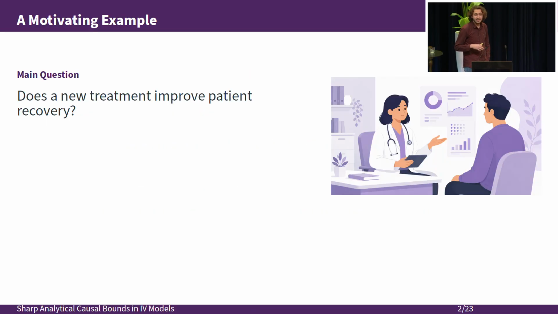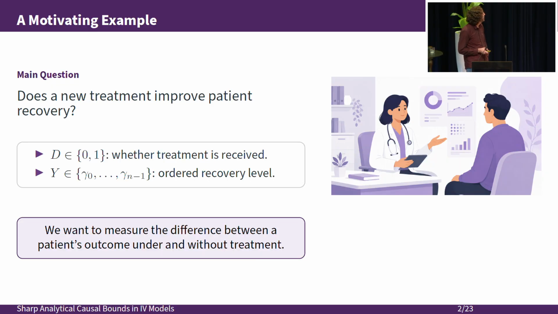Assume that we have a new treatment, and we want to know if this treatment is good or not. So, we denote 2 variables d and y. Variable d shows whether the patient received the treatment or not. And variable y denotes the score we give to the condition of our patients as the outcome variable.